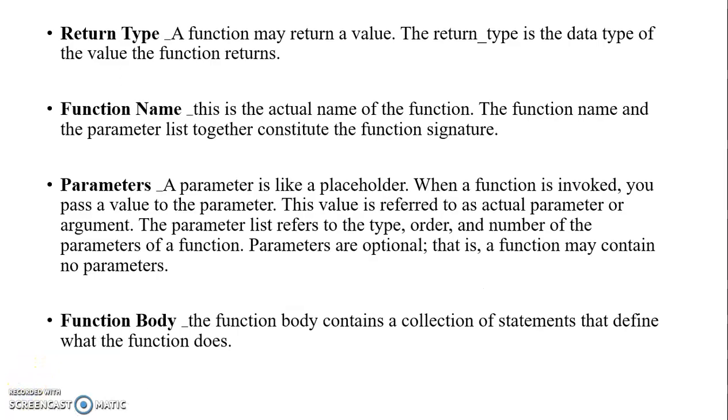So here we see the 4 elements, and I'm giving the description for these 4 elements. The first one is the return type. The function may return a value. Every function returns a value. Like the main function has the return type void, because when a function is not returning anything, we have the return type void. A return type is the data type of the value the function returns. As I told you, if I'm creating a function for addition, it may return a value, the addition result.